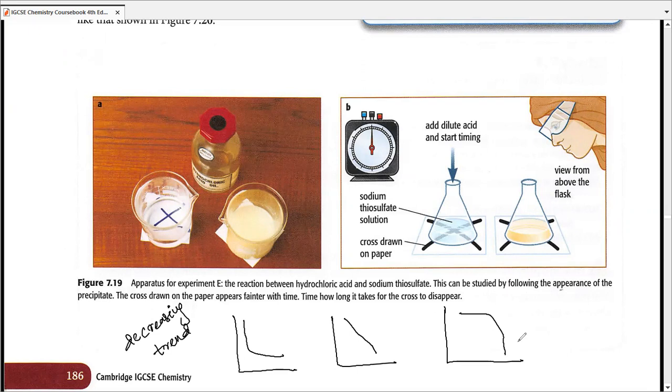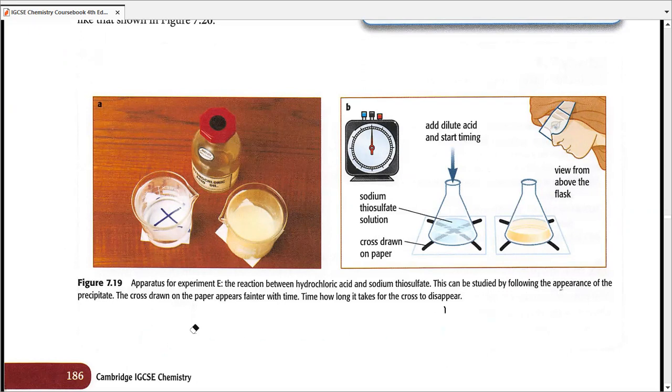Make sense? Yes. Now, apart from these, what I've just shown you, we can have a static trend graph, right? A static trend graph is a graph in which you get a graph actually parallel to any one of the axes.